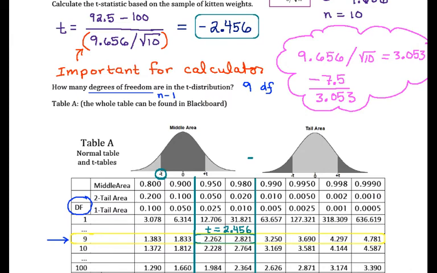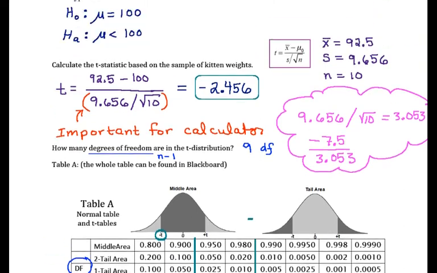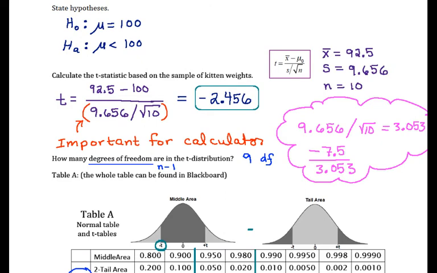Now from there I need to still determine what row to look at to get my p-value, and that's where I decide whether I have a one-tail or a two-tail area that I'm interested in. I have to look back at my alternative hypothesis for this. My alternative hypothesis is that mu is less than 100, and that tells me that I want a one tail. This is a left tail.